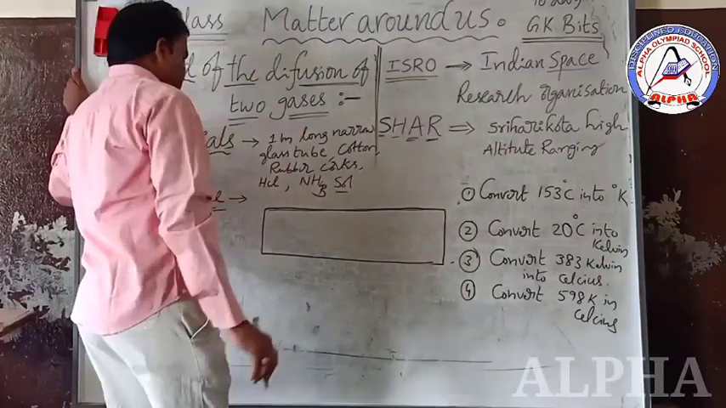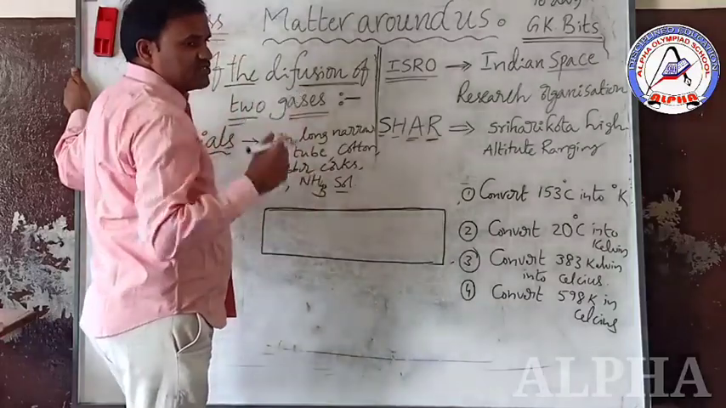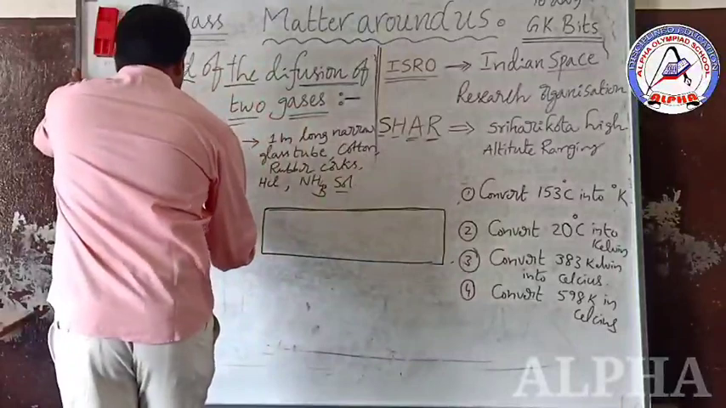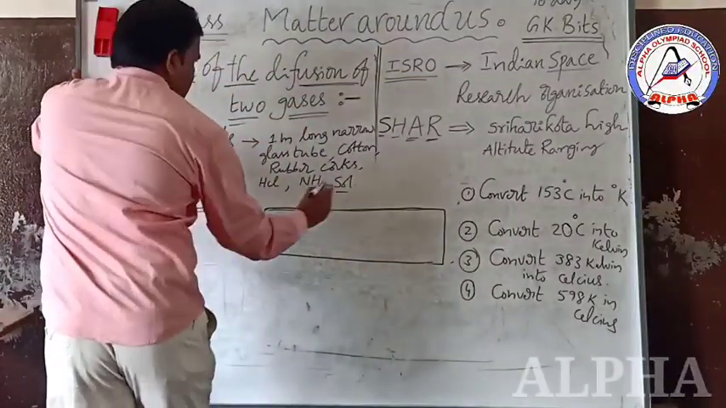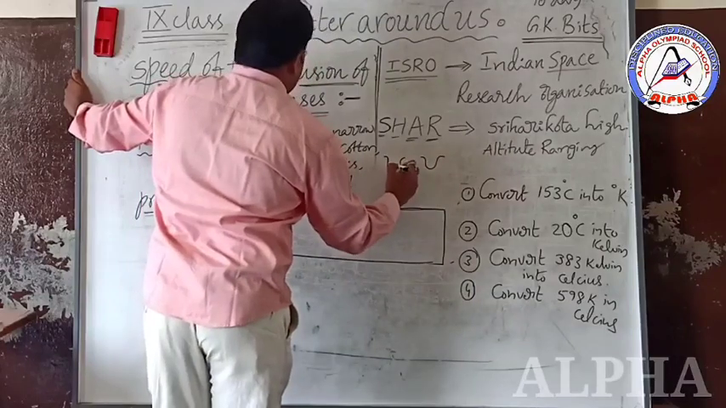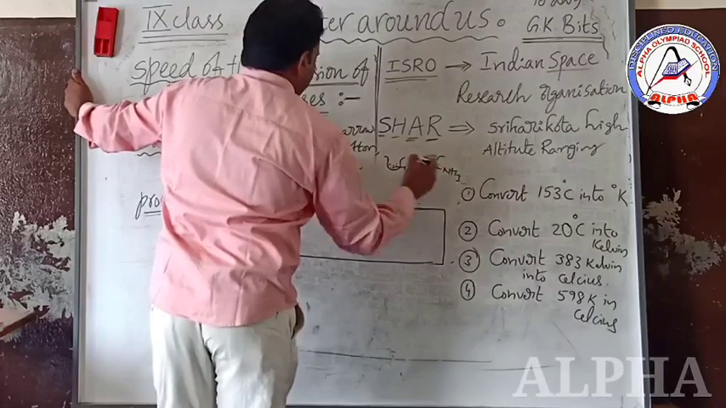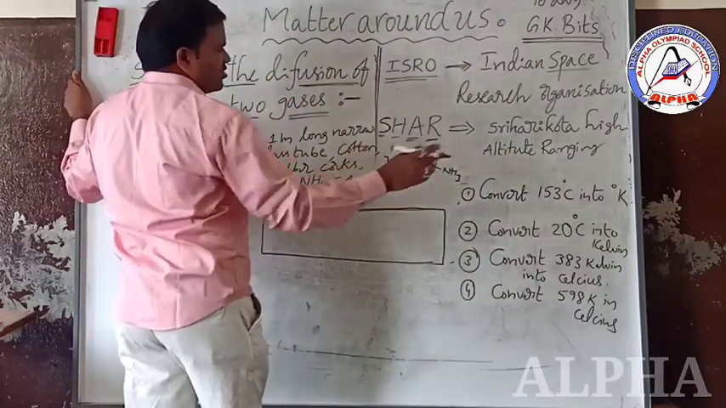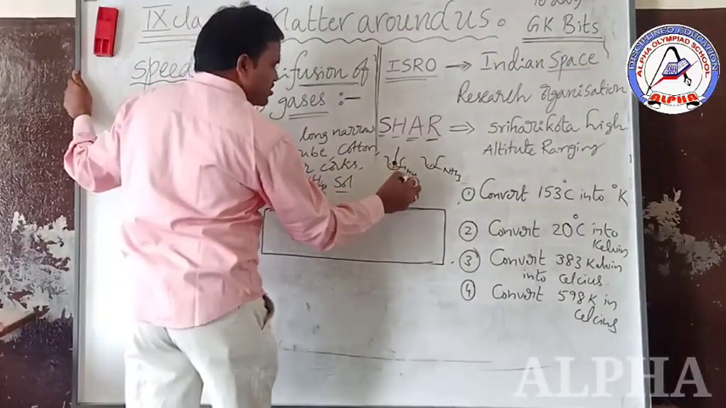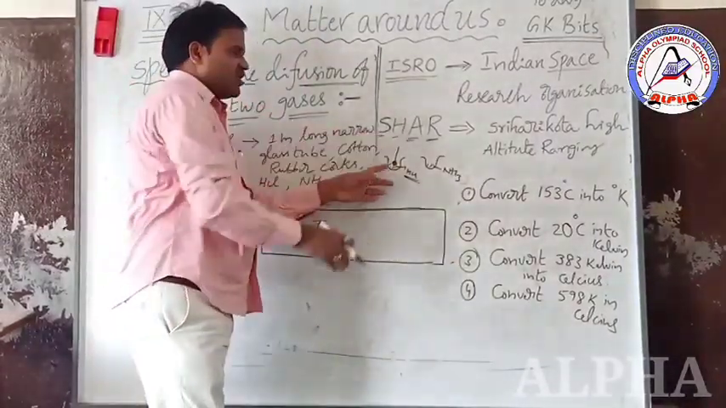Next, take two cotton plugs. Suppose two bottles are there. In these bottles, one is HCl and one is ammonia, NH3. First, take one cotton plug and soak it in the HCl solution. Soaking means just putting it inside the solution.